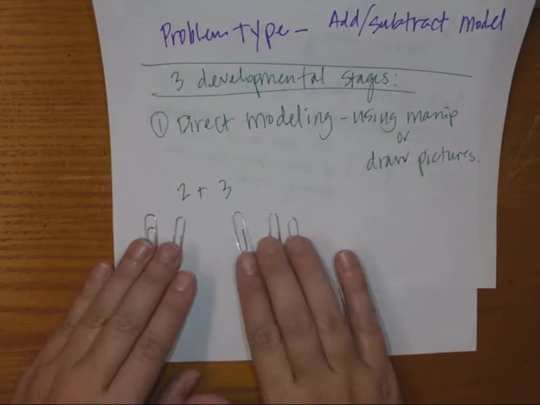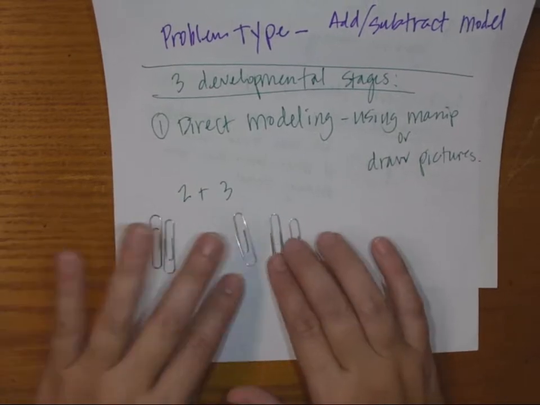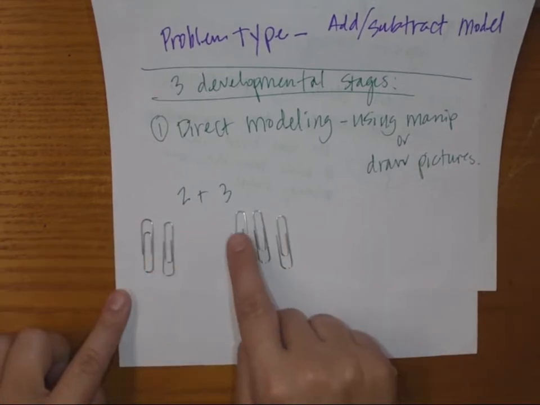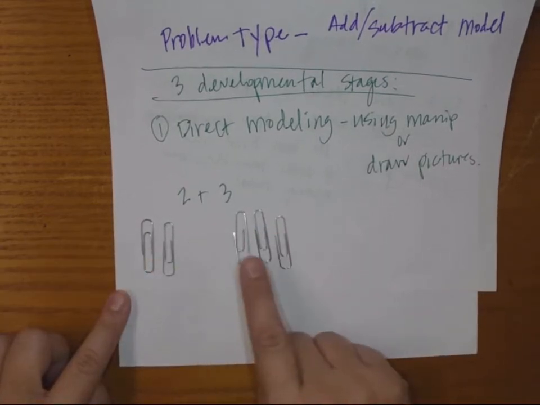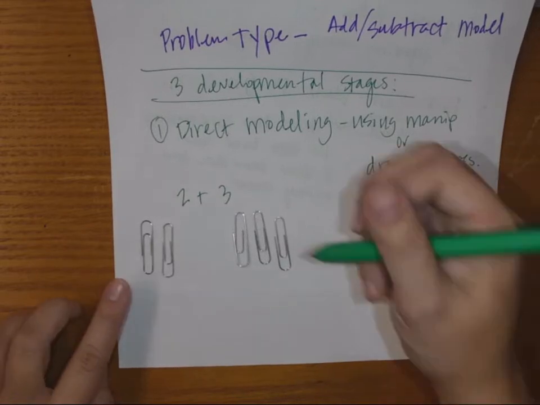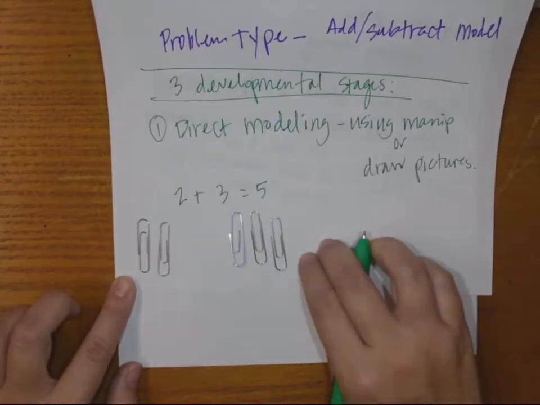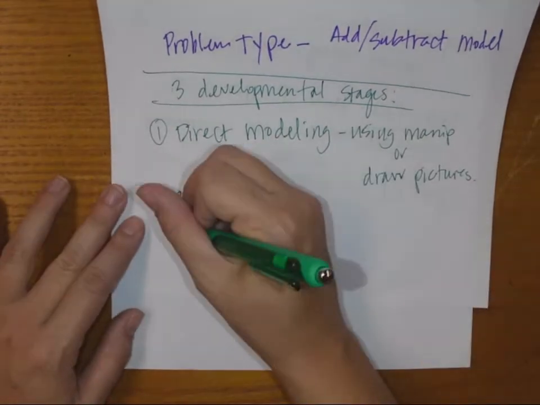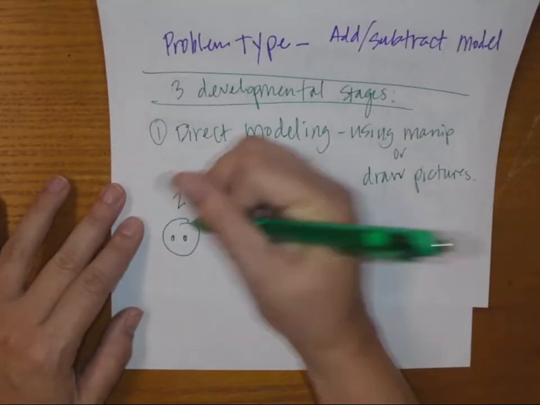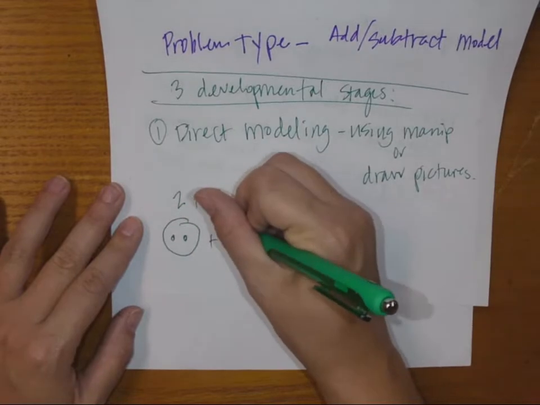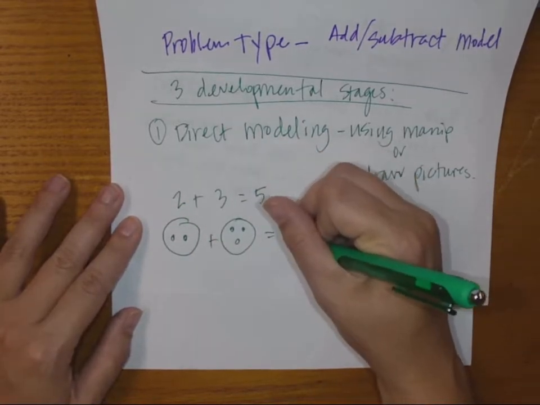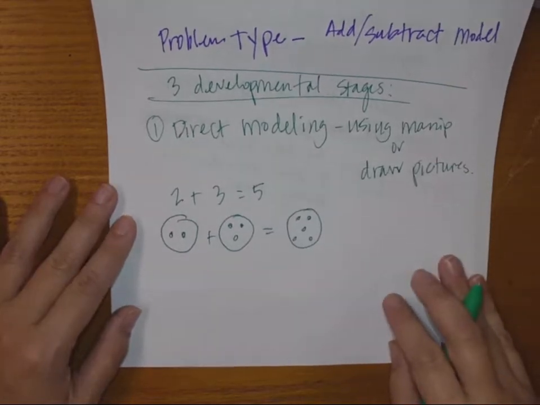And so a student at this stage would put the 2 down and count 1, 2, and put the 3 down and count 1, 2, 3. So now how many total? 1, 2, 3, 4, 5, probably touching each one each time. Okay. You could also do it without a manipulative. You could do it with a picture. So if I have 2 things, I add 3 things to it, I have a total of 5 things. And this is our set model for addition that we learned last time.